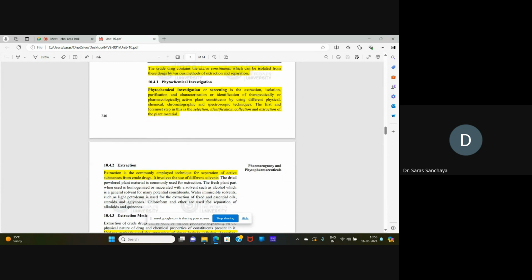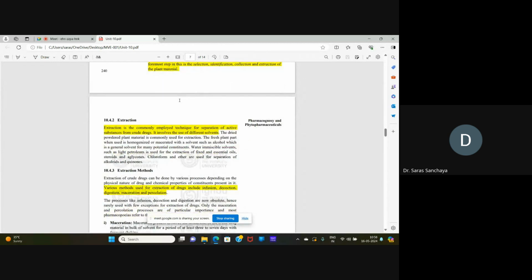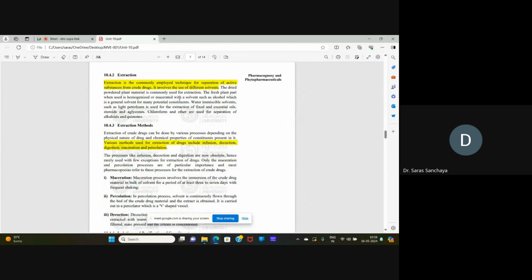So, extraction. Extraction is a commonly employed technique for separation of active substances from crude drugs. It involves the use of different solvents. The dried powdered plant material is commonly used for extraction. The fresh plant part is homogenized or macerated with a solvent such as alcohol, which is a general solvent for many potential constituents. So, we can use different methods of extraction. Various methods for extraction of drugs include infusion, decoction, digestion, maceration, and percolation.